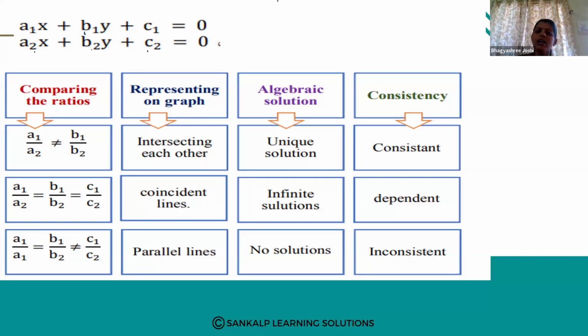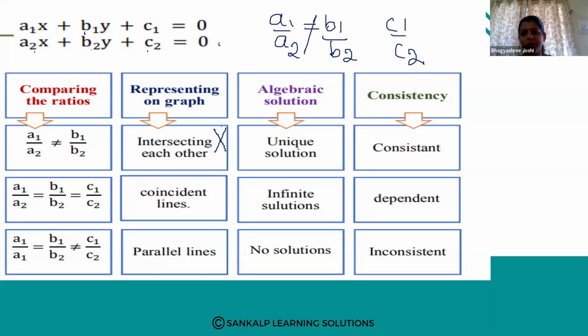Okay, next, see, comparing the ratios. This is very, very important. All points in this table are important here. Comparing the ratios, here we are comparing a1 divided by a2, b1 divided by b2 and c1 divided by c2. If a1 divided by a2 is not equal to b1 divided by b2, if we get such a result, then representing it on a graph, the lines will be intersecting each other. That means two lines will intersect at a particular point.